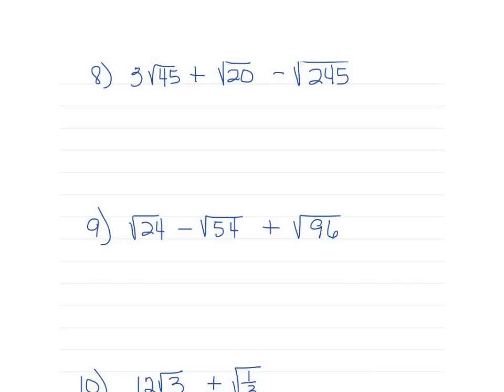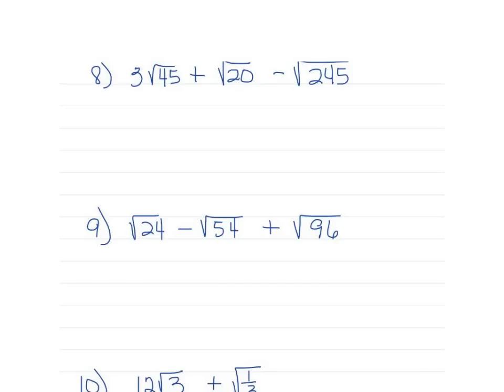Number 8. 3 radical 45 plus radical 20 minus radical 245. So some of these can get a little bit complicated, but go ahead and work them through. And it does require a little practice.